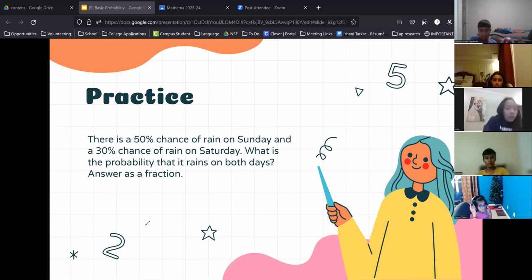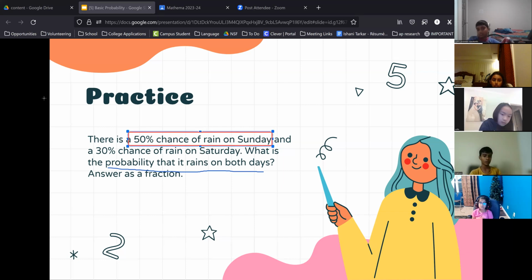So there's a 50%. Okay, we are trying to find the probability it rains on both days. That would mean we're trying to find the probability of event A, which is the 50% chance of raining on Sunday, and event B would be the 30% chance of rain on Saturday. So this is event B.